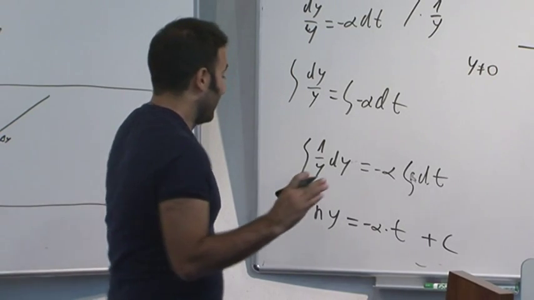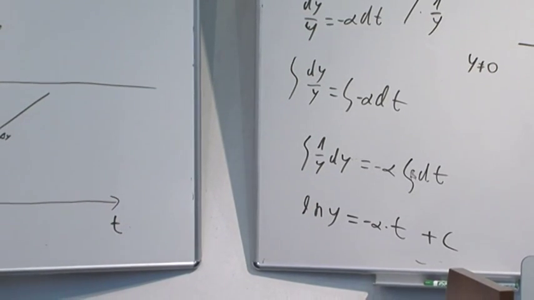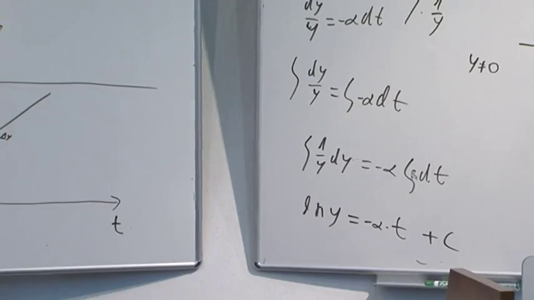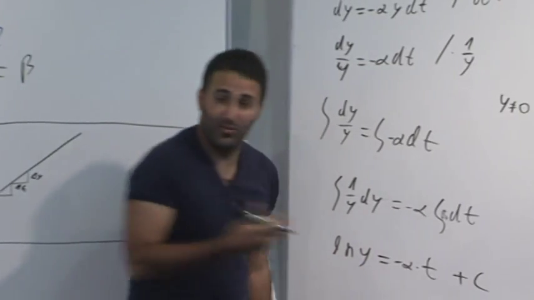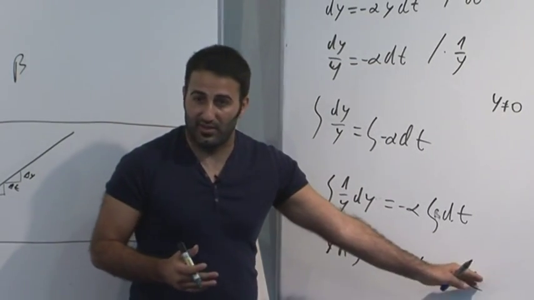So we're almost there. Why do I say we're almost there? What was our purpose? Find y. Finding y as a function of t. We're almost there. We have ln of y equals a function of t.